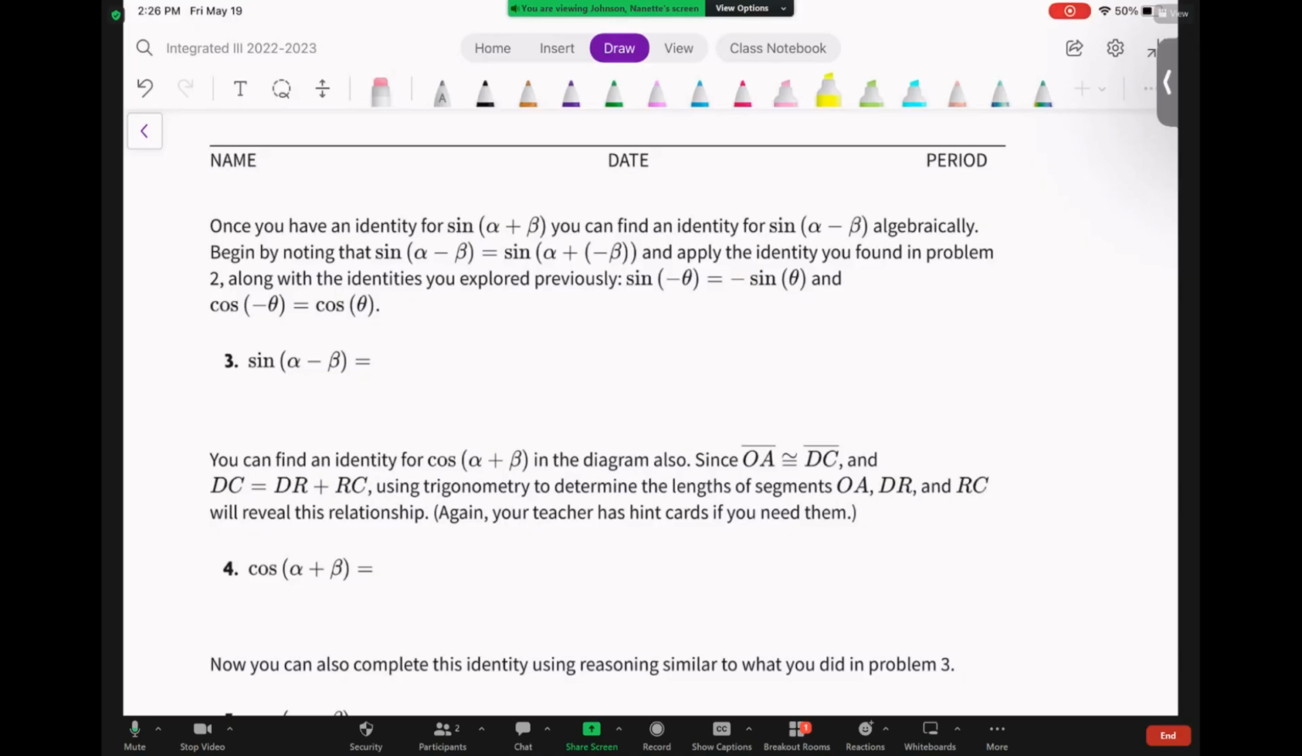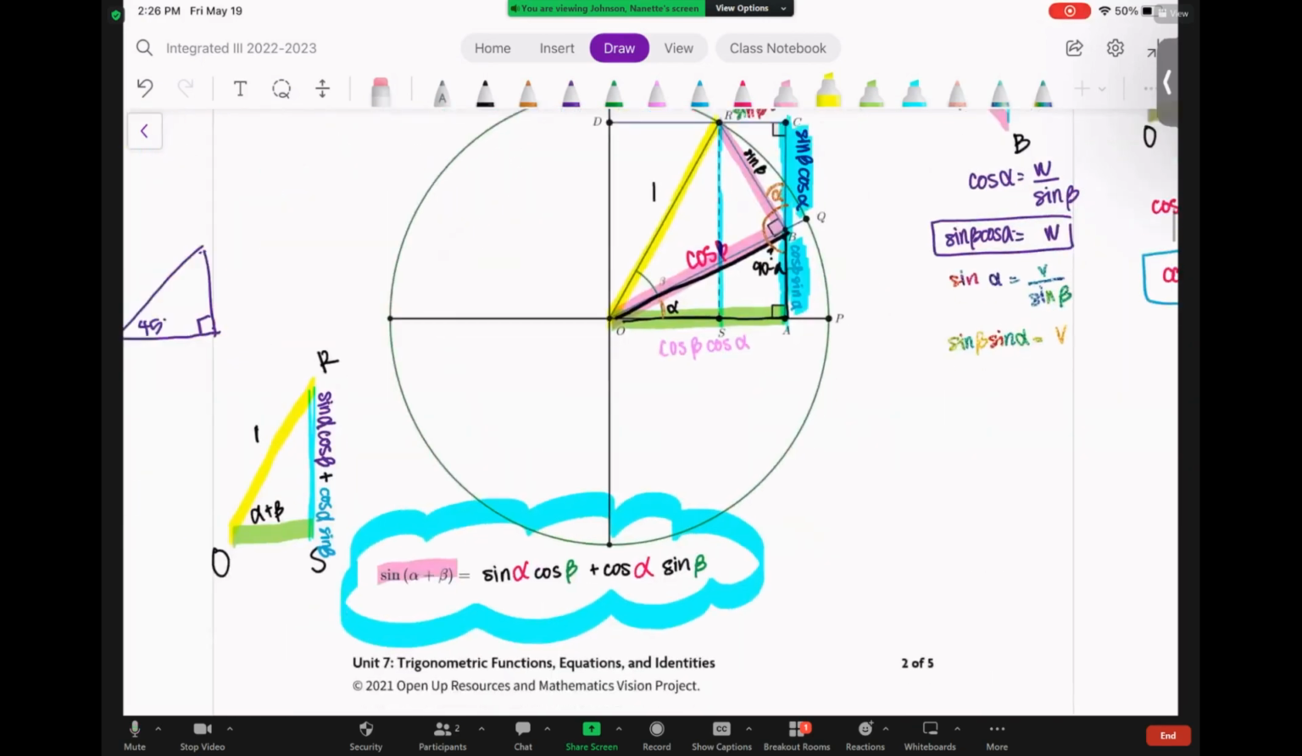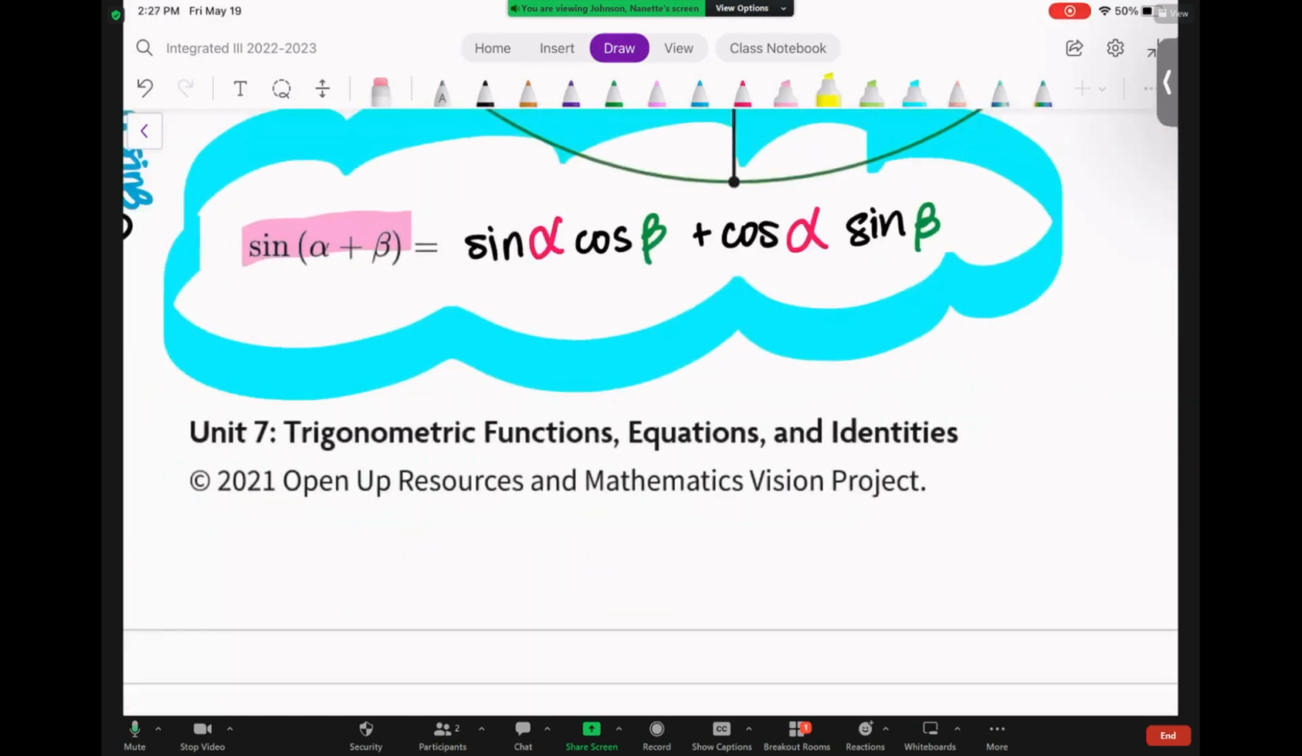Okay, so this is the second part to 7.7. And what we're doing is we're continuing with the sum and difference identities. In the previous video, we proved sine of alpha plus beta equals sine, cosine, cosine, sine. That's how I memorize it: sine, cosine, cosine, sine. And then my brain will get used to it. You do not need to memorize these because you have access to them.